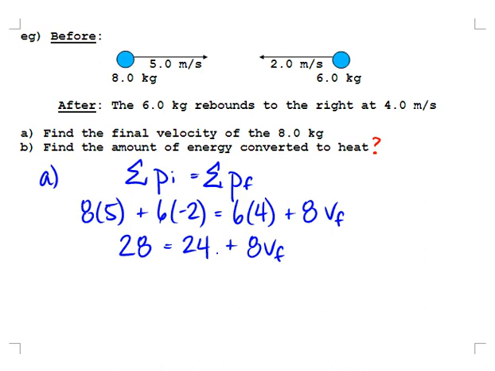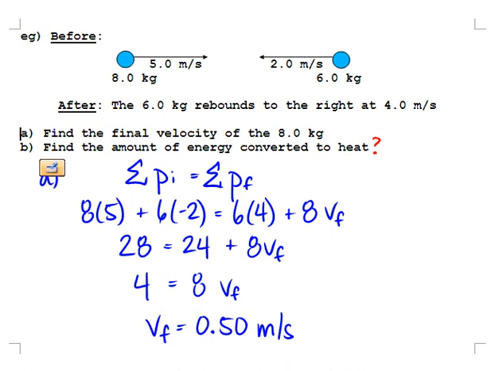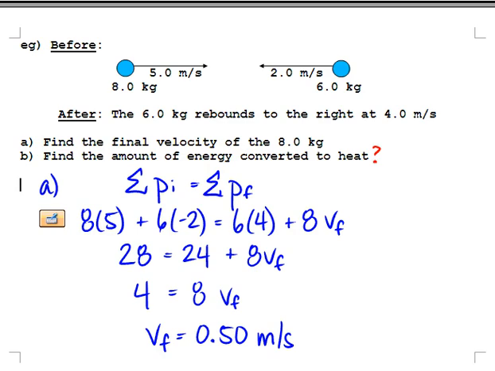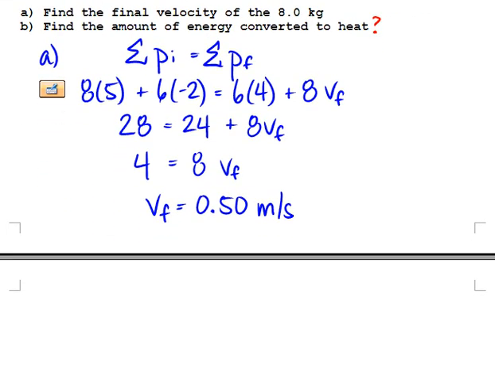Subtract 24 from both sides, we're going to end up with 4 equals 8 VF. Divide both sides by 8. The final velocity is 0.50. Get our 2 sig figs. Meters per second. So there's the been there, done that conservation of momentum calculation to get a final velocity. And now let's go ahead and see if we can't calculate how much heat energy, if any, is created.